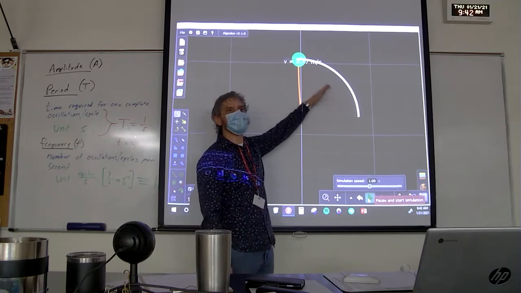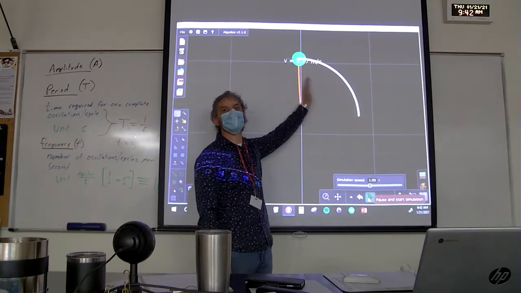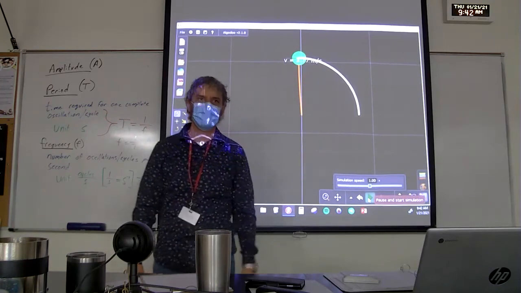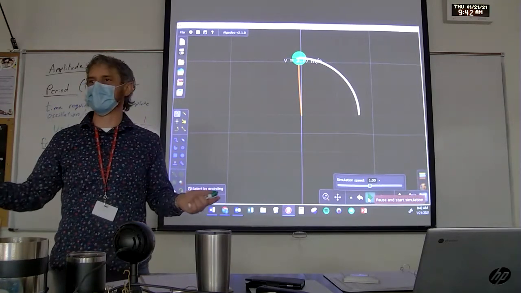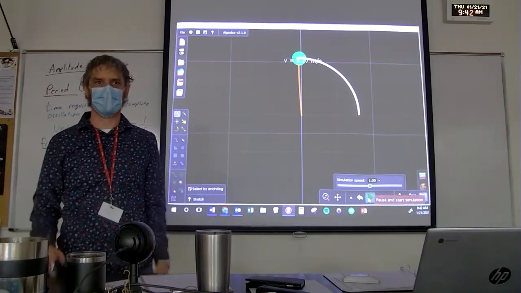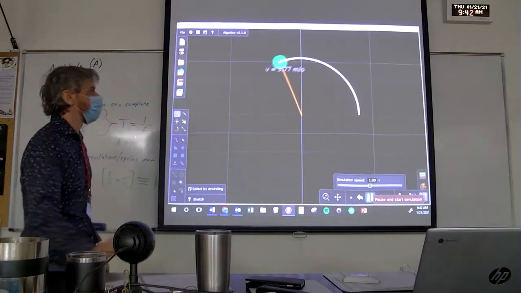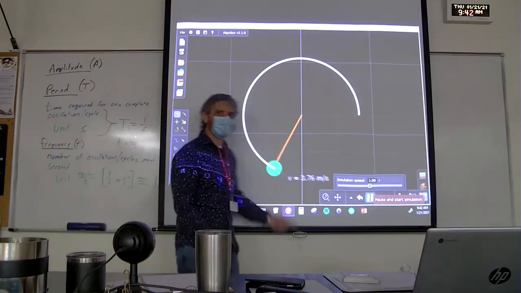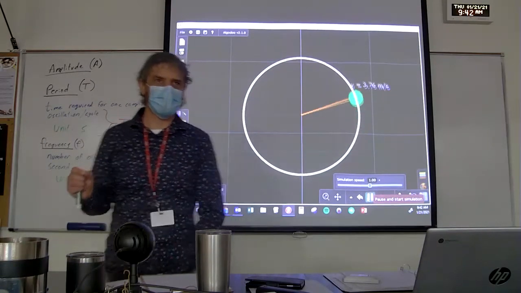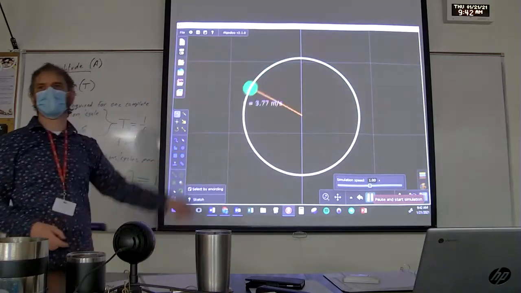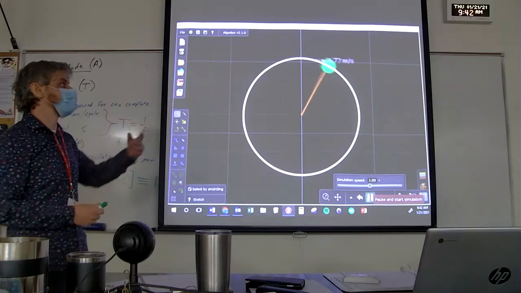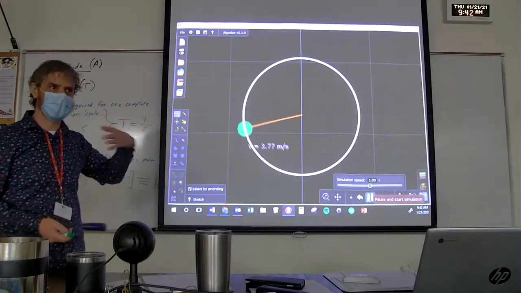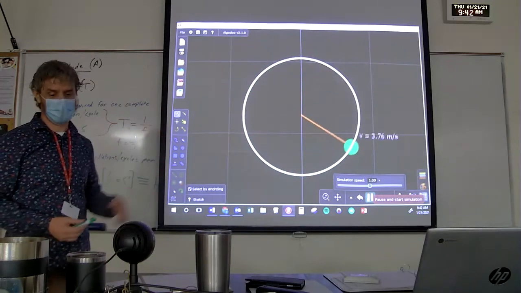If it takes 1 second to cover pi over 2 radians, then your angular velocity would be pi over 2 radians divided by 1 second, which is pi over 2 radians per second, right? And so throughout this motion, this object that is literally moving in a circle is covering pi over 2 radians per second. That's what its angular velocity would be. And as I said, we can also say that's the angular frequency, right? Those two words are interchangeable when we're talking about this stuff.